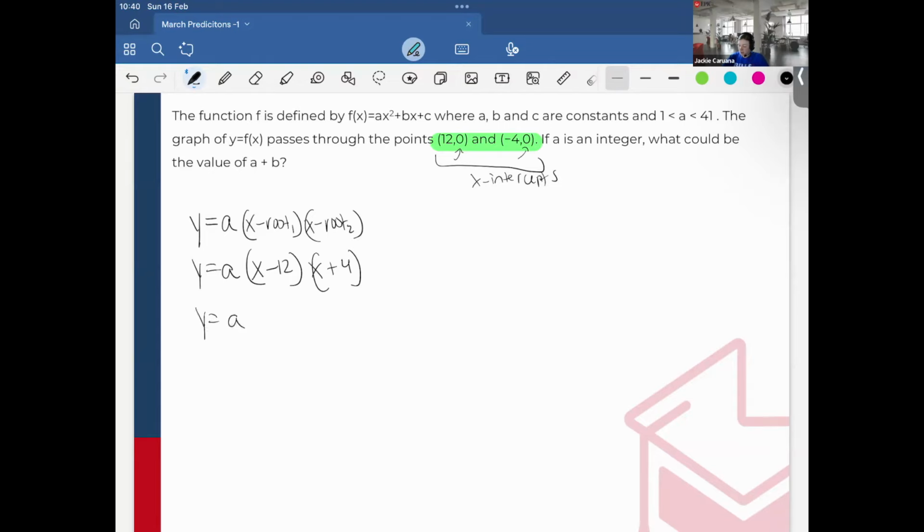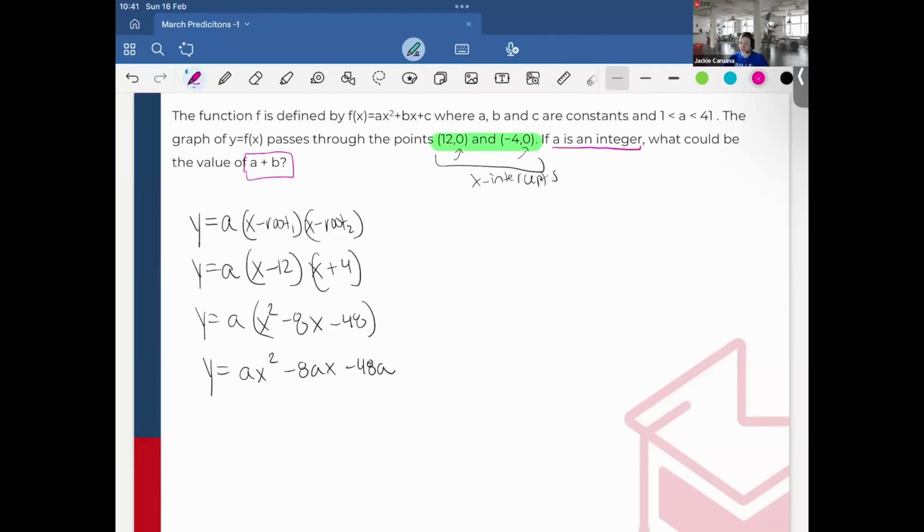Next, let's expand our brackets. So this would be x squared plus 4, so -8x, minus 48. And then I distribute the a to everything. So ax squared minus 8ax minus 48a is our quadratic equation. So it says if a is an integer, what could be the value of a plus b?